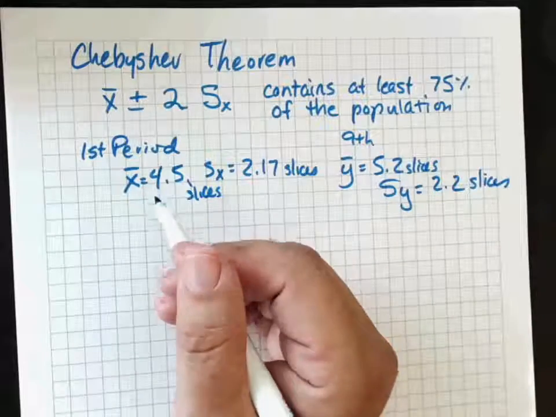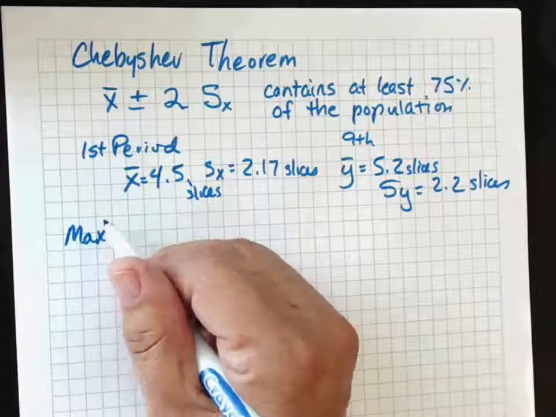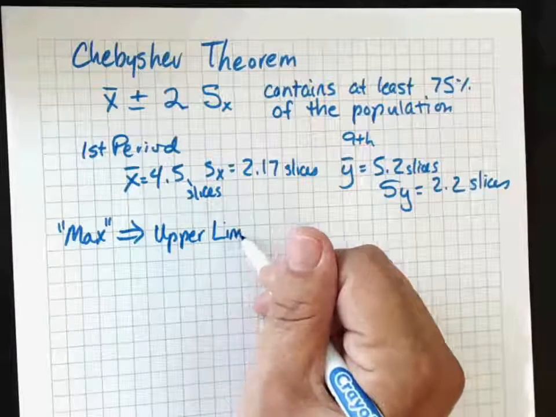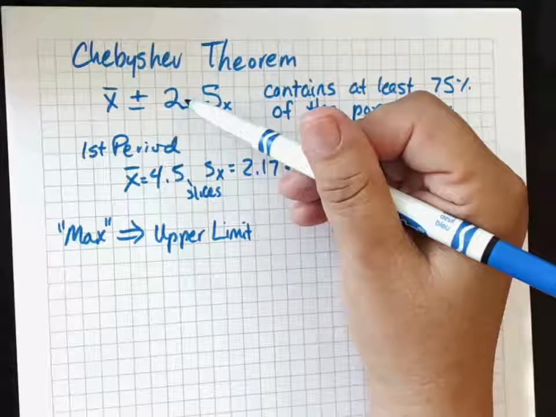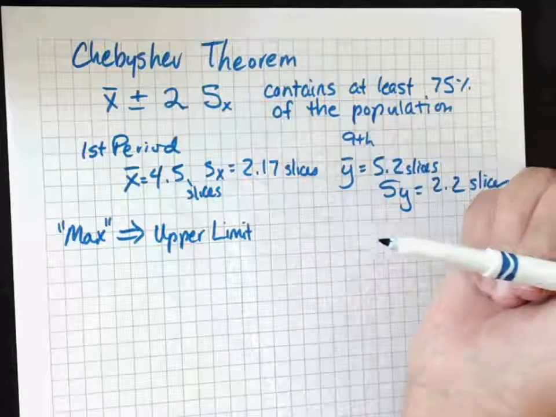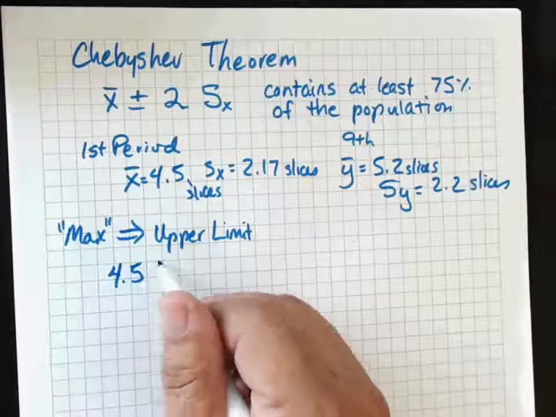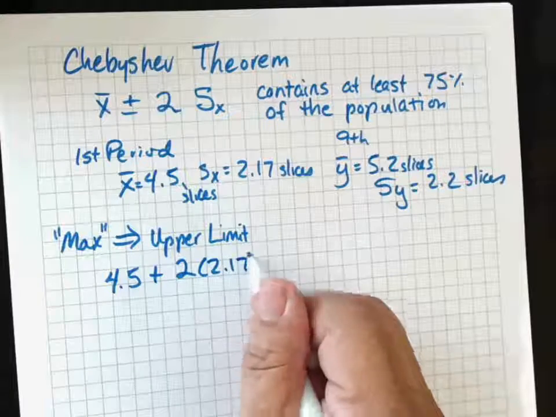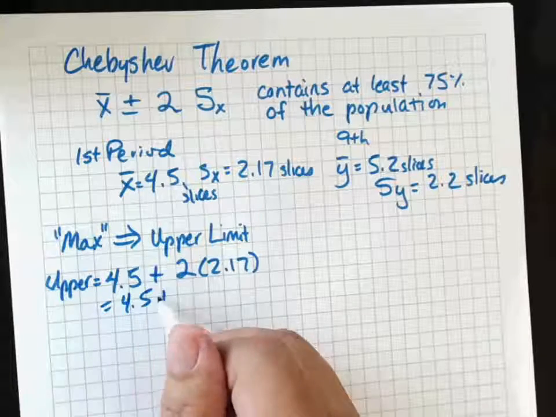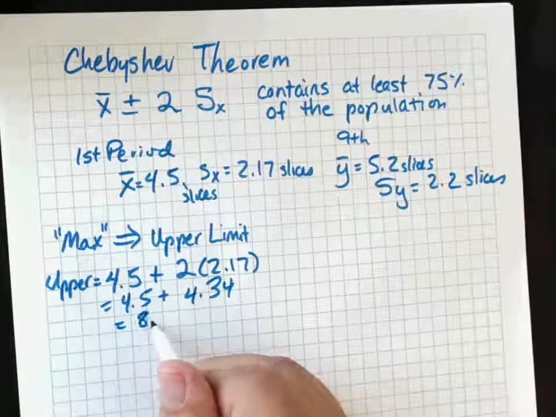So what I'll do is create an upper limit. If I want to know the max, so to speak, which we're really going to call the upper limit, do you think I should add or subtract 2 standard deviations to my mean? Should I add 2 of these or subtract 2 of these from 4.5? Well, hopefully you said add. So I'm going to do 4.5 plus 2 times 2.17. This is my upper. So 4.5 plus 2 times 2.17, which is 4.34. When I add these together, I get 8.84.